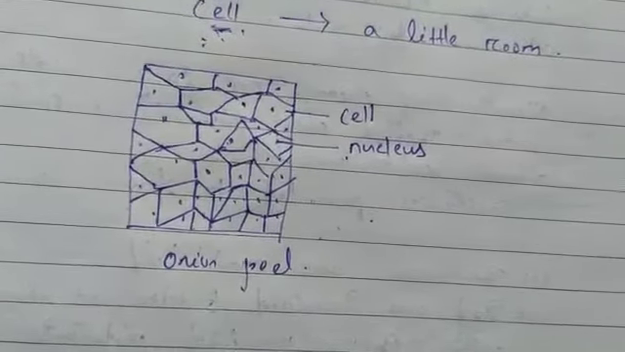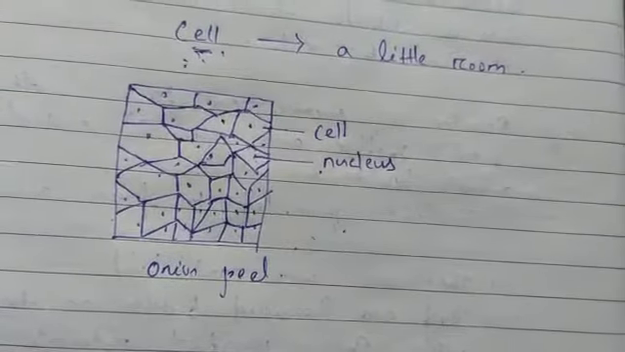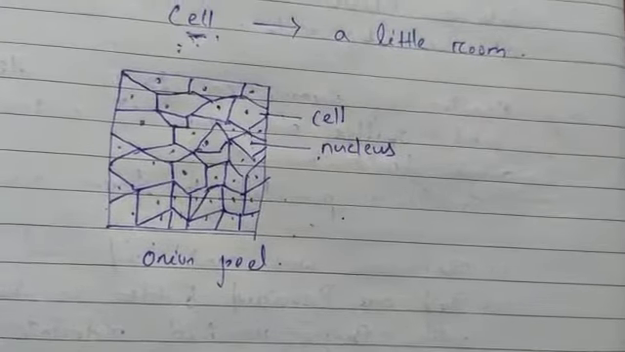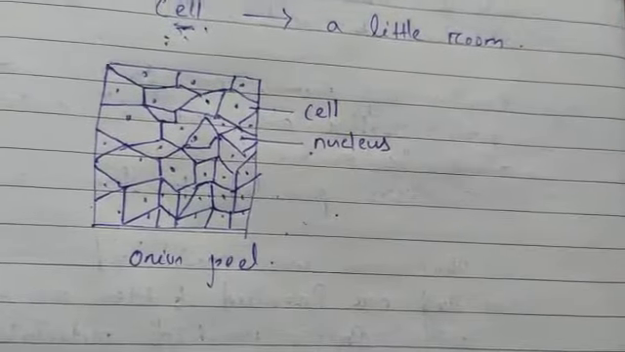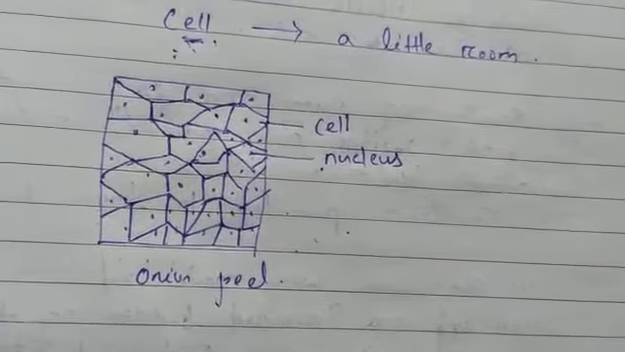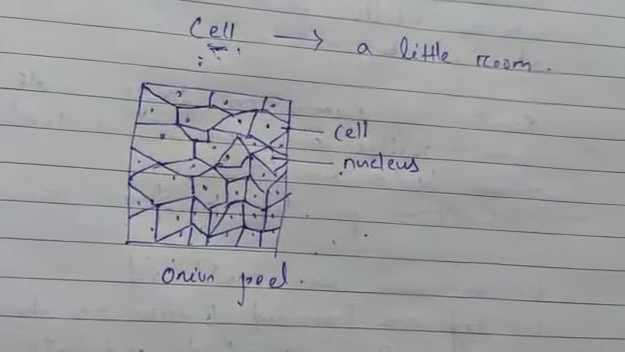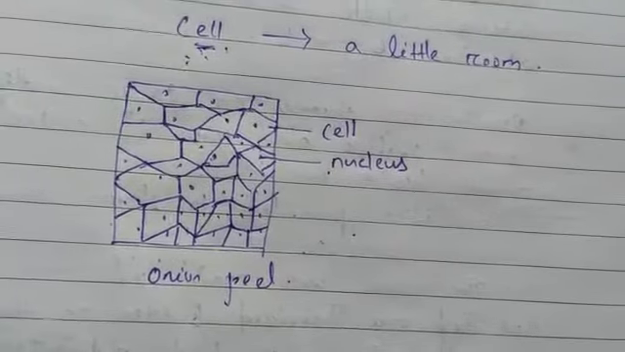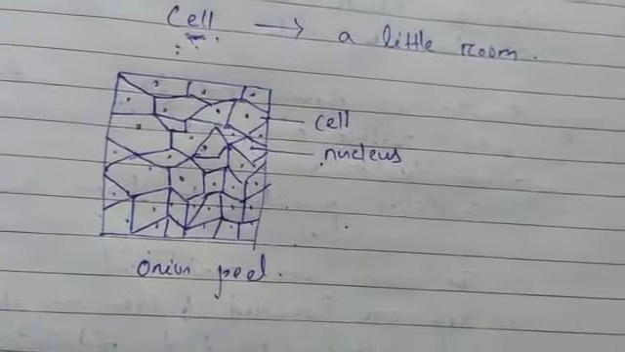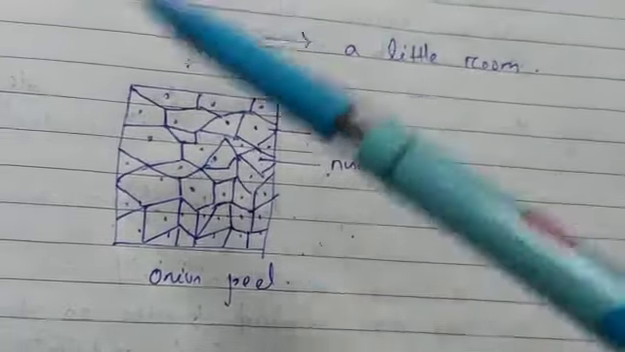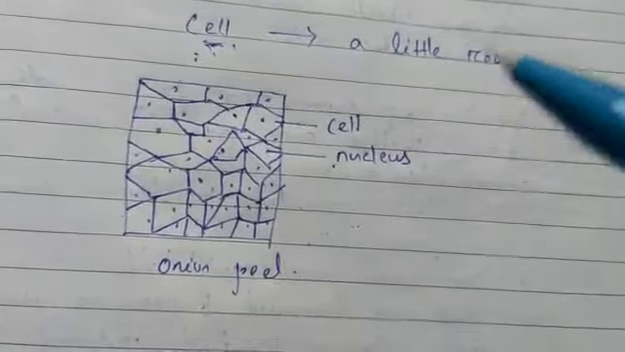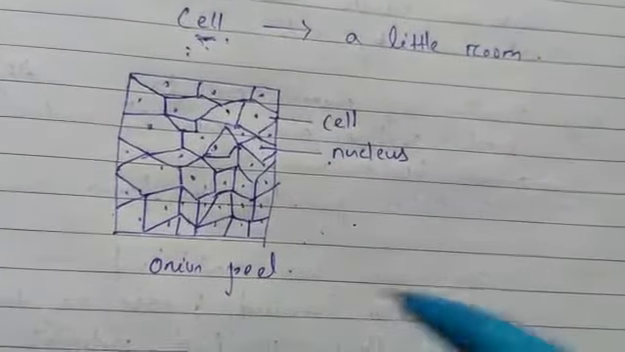Not only onions, all the organisms that we observe around us are made up of cells. Whatever living organism we see around us is made up of cells. There is a classification that some live with only one cell and some with more than one cell, but whatever living organisms are there in our surroundings, all have cells.